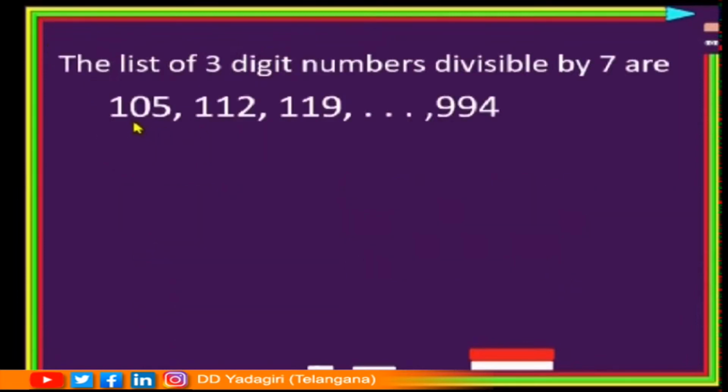By adding 7 to each term, we will get the progression. So the first term is 105. If we add 7, then we will get 112, then 119, and so on up to 994. So these are the 3-digit numbers which are divisible by 7. Now our aim is to find how many 3-digit numbers there are which are divisible by 7. So clearly we can solve here.